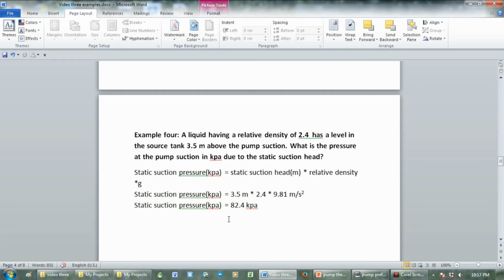Static suction pressure in kPa equals static suction head in meters times the relative density times g. Static suction pressure in kPa equals a head of 3.5 meters times the relative density of 2.4 times g, which is 9.81 meters per second squared. So the static suction pressure is 82.4 kPa, which means a gauge on the suction side of the pump would show 82.4 kPa due to the height of the liquid above the pump suction.